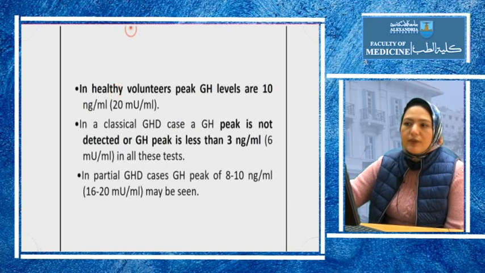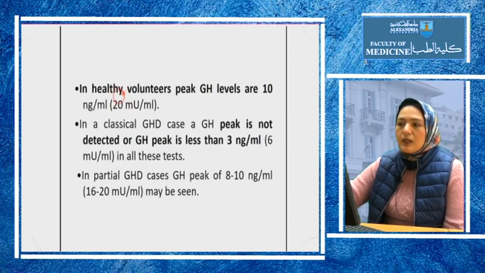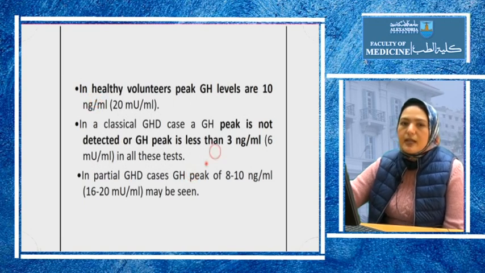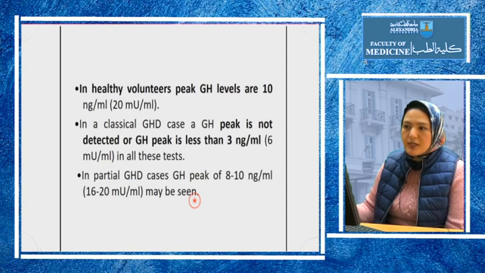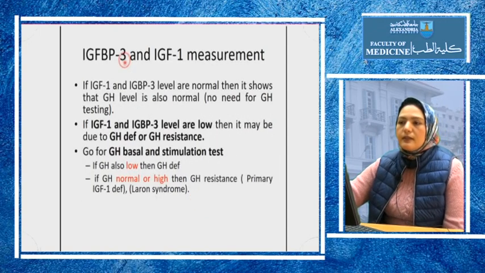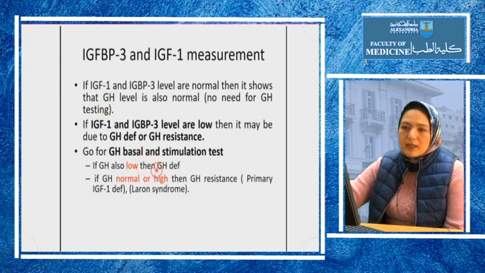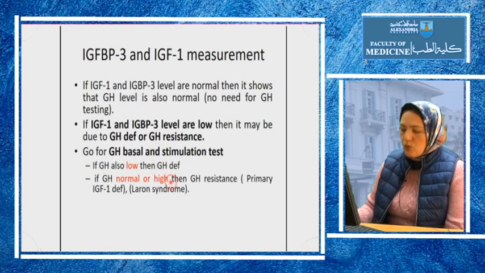The interpretation of the test results: in healthy patients, the growth hormone after stimulation should exceed 10 nanogram per ml. If it's less than 10 nanogram per ml, this is a case of growth hormone deficiency. The next lab to be tested is IGF-1, which usually is low. So in a patient with growth hormone deficiency, you will have low non-stimulated growth hormone and low IGF-1.